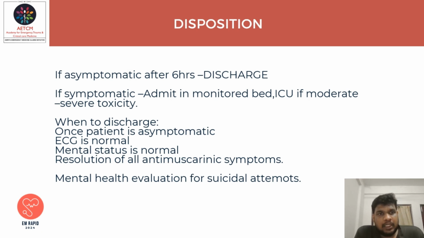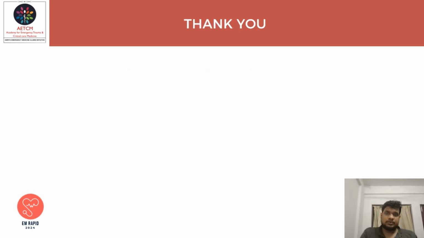Disposition. If asymptomatic after 6 hours, we can discharge the patient. If symptomatic, admit in ICU and monitor the patient. When to discharge? Once the patient is asymptomatic, ECG comes to normal, mental status is normal, all antimuscarinic symptoms have resolved, and mental health evaluation for suicidal attempts is done. Thank you.